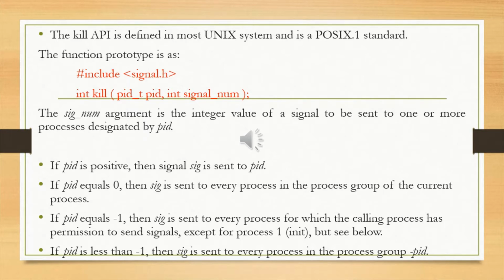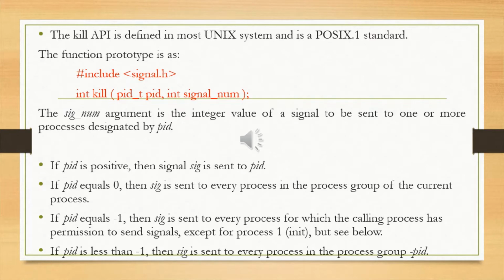For this, usually the kill API behaves just like POSIX 1 does not behave like a kill API. When the process ID value is -1, this affects the Unix system only. A negative value: if the PID value is a negative value, send the signal number to all the processes whose process group ID matches the absolute value of the process ID.